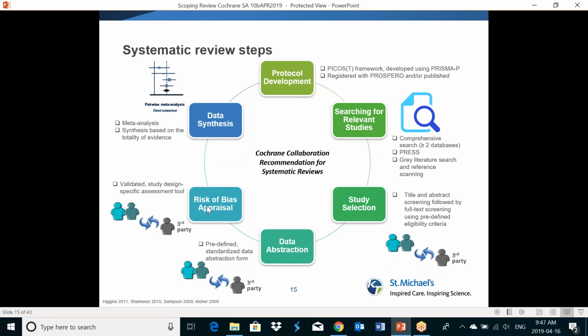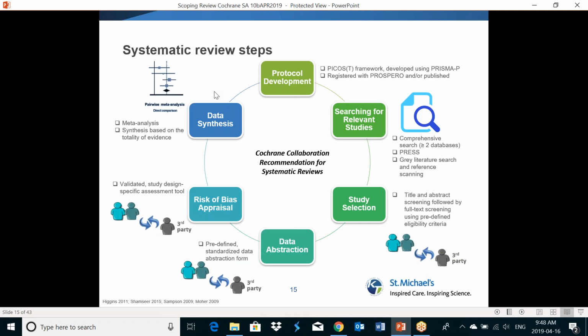We do not conduct risk of bias appraisal for a scoping review, or methodological appraisal for the most part, because we just want to know what has been done and have a snapshot of the literature. And for data synthesis, we're not going to be conducting a meta-analysis because we're just focused on very broad results, basically the charting results. So we don't do a meta-analysis for a scoping review.